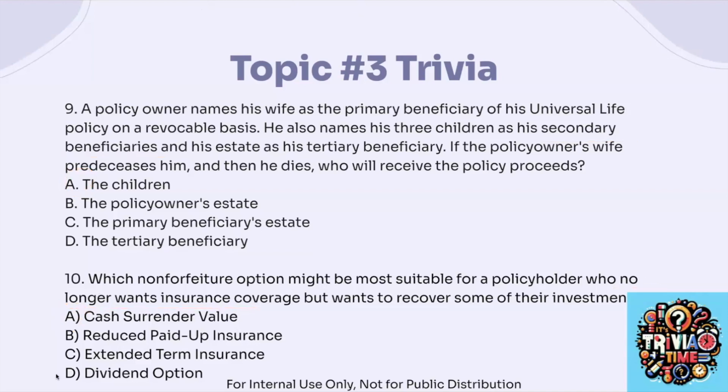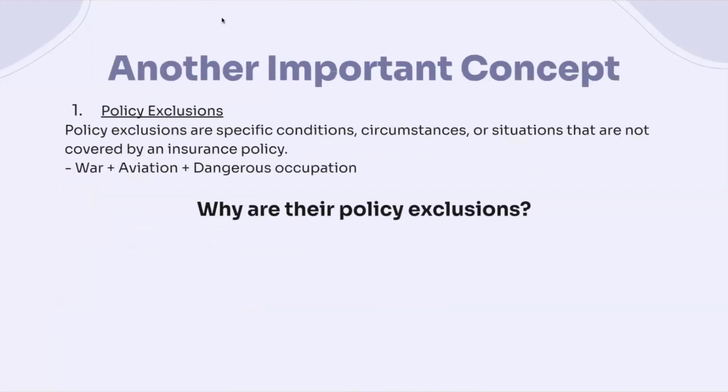All right, so to finish off, I want to talk about another important concept, exclusions. Sometimes, due to war, aviation, and dangerous occupation, these conditions might not be covered under life insurance. So there won't be death benefits paid out due to work accidents, death from war, or aviation accidents. These exclusions are there in order to control costs. But there are also other policies and riders that one can add on to cover these as well.